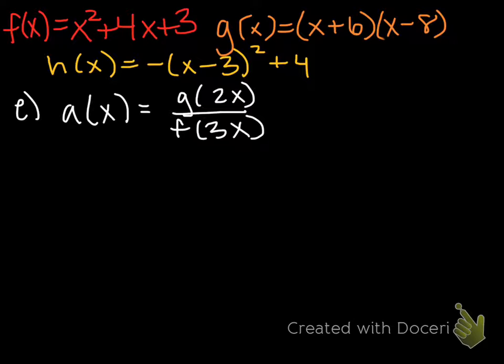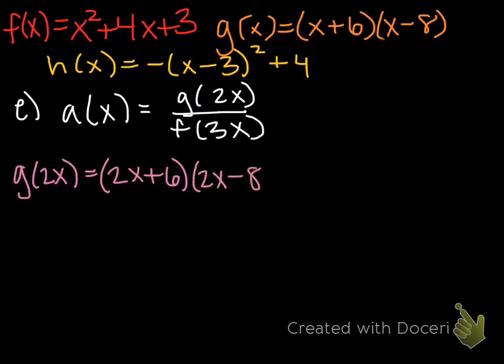The last one is quote-unquote the hardest one. Again, I wouldn't classify this as difficult. There's just a lot of steps, but you guys can handle it. So first I need to find g of 2x. So I'm going to find g of 2x first. So I'm going to be using this equation right here, and I'm replacing those x's with 2x. So I'll have 2x plus 6 and 2x minus 8.